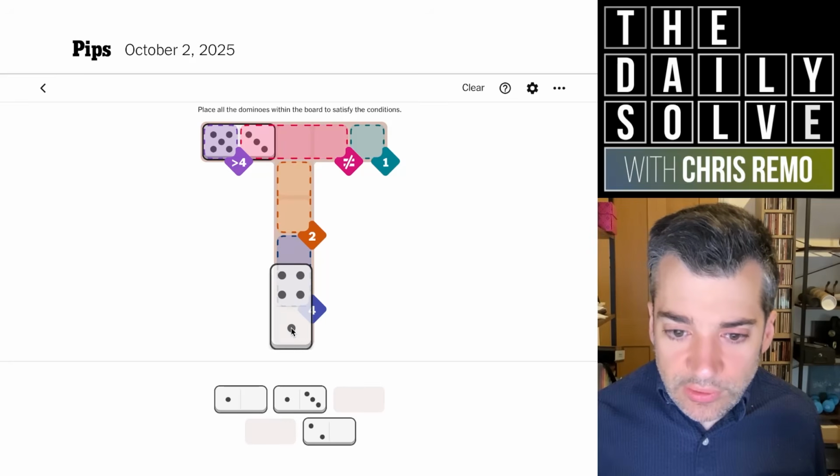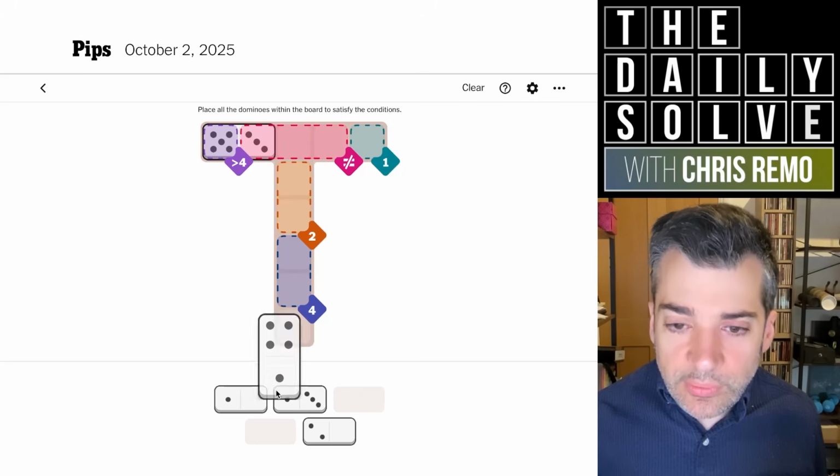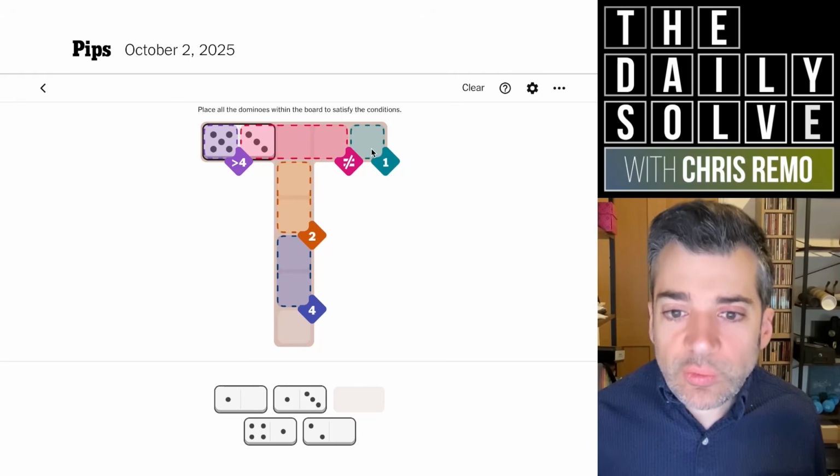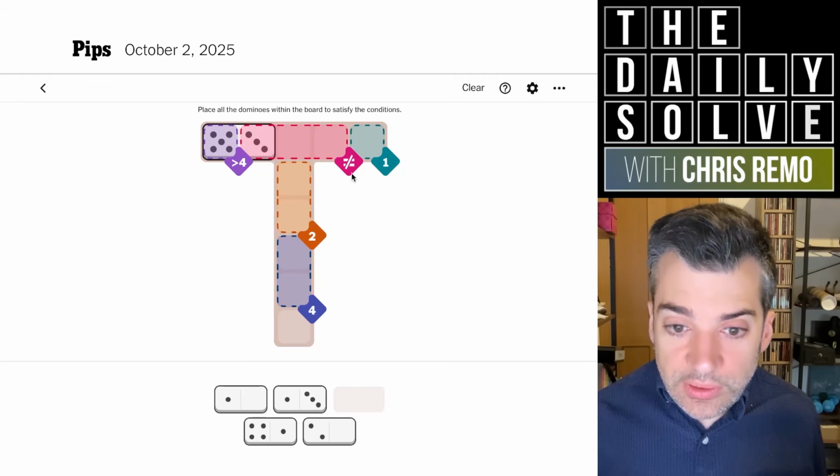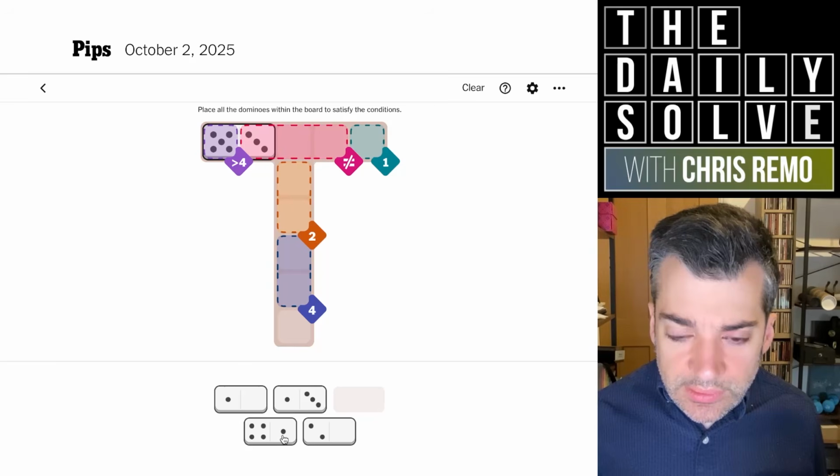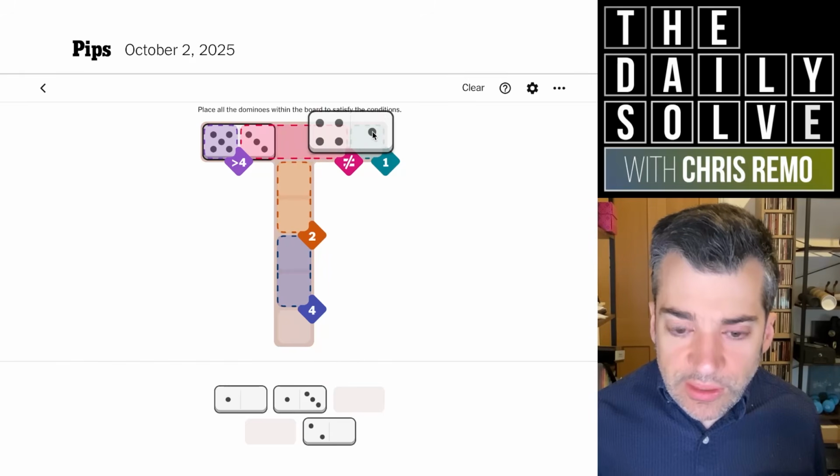If we put the 4 here, we'd have a 0, 1, 1, 0. No, that wouldn't work, actually, because we still need a 1 for the 1 region. So we cannot make the 2 out of 2 1s. We cannot do that. So what does that tell us? I think it tells us that this goes here, because if we use this to make the 4, we'd have a problem with 1s.